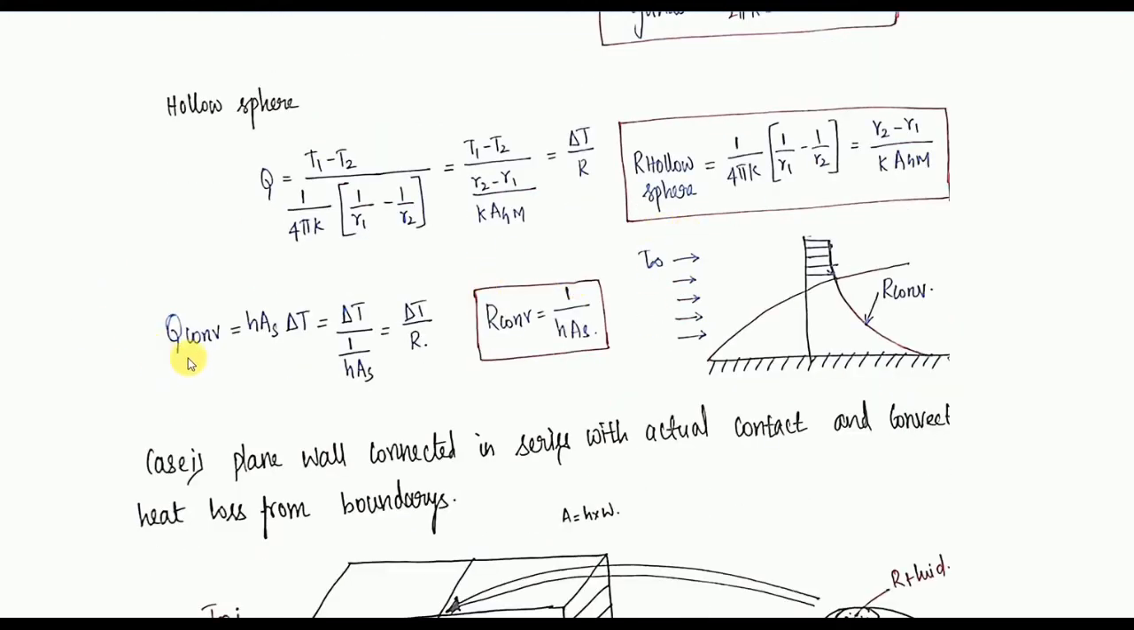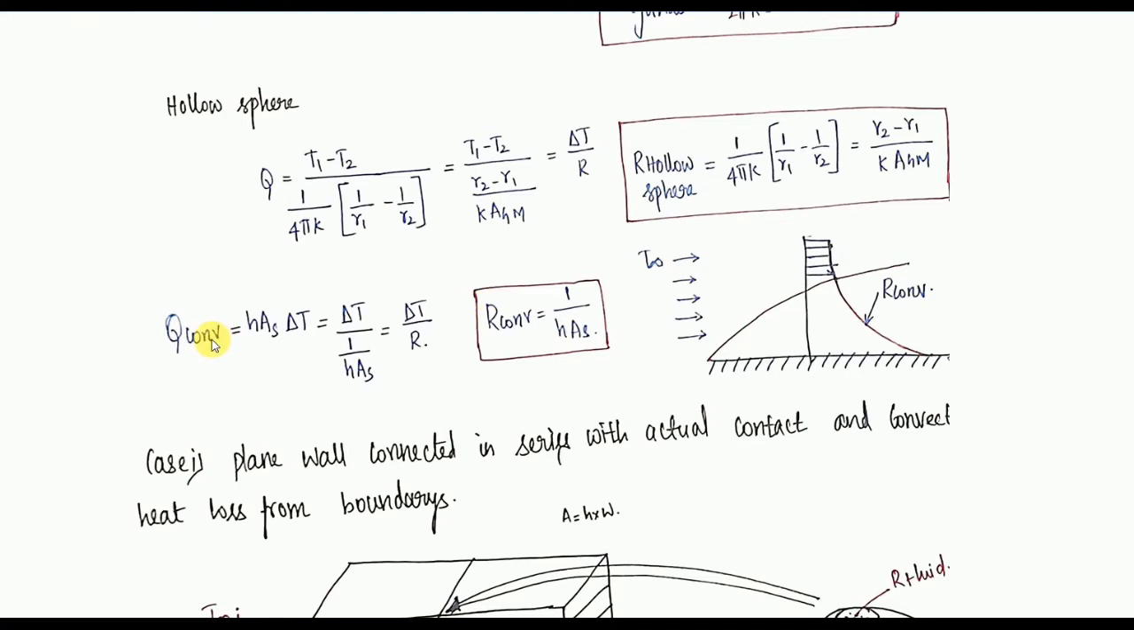And now the convection heat transfer, you already know it is h A_s ΔT. When you are taking the temperature profile, it should be directly proportional to the temperature difference, and directly proportional to heat. When it is directly proportional, this term will come into the denominator, so that 1 by h A_s will be the resistance, which is the convective resistance.